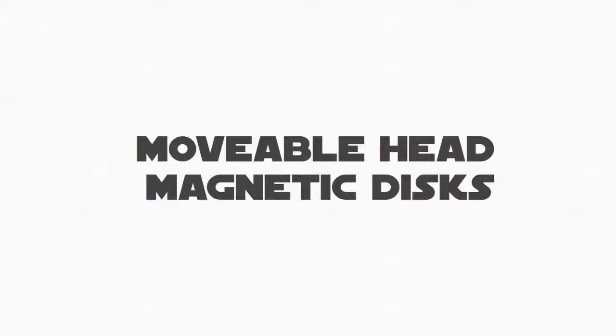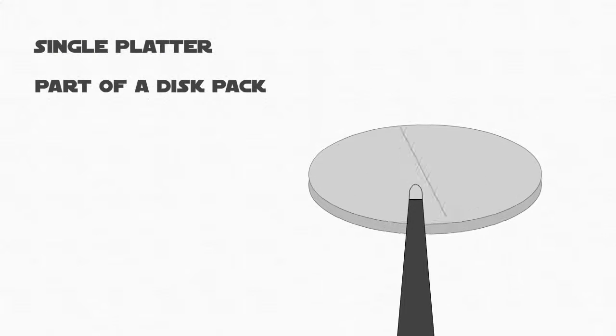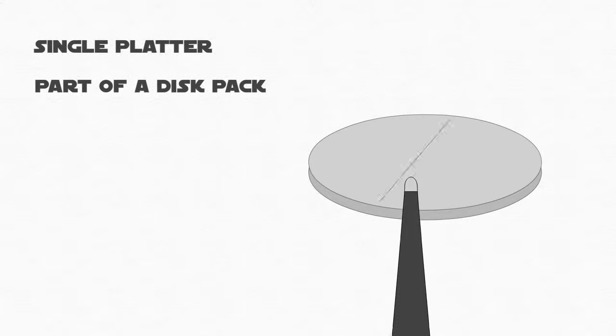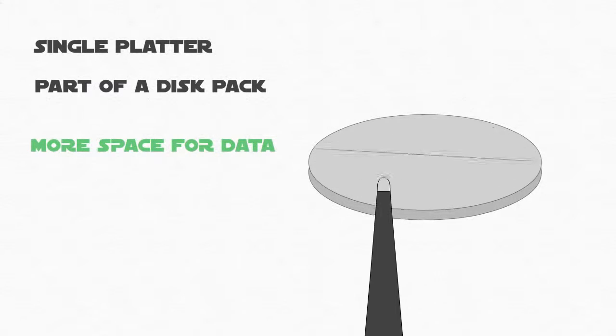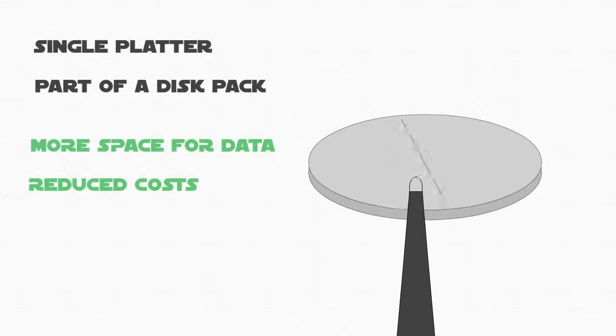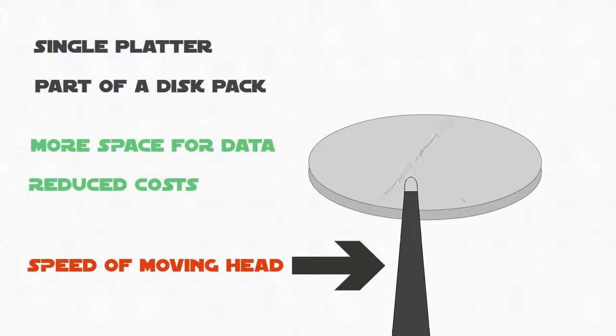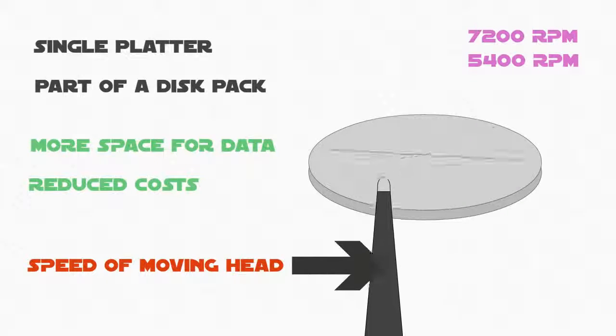Movable head magnetic disks, such as a hard disk, have one read-write head that floats over each surface of each disk. They can be single platter or part of a disk pack, and because the head and arm can move, tracks can be smaller, resulting in more space to store data. It is common to be using a hard disk, as they have reduced in price, but they are constrained to the speed of the moving head. 7200 or 5400 RPM are the common speeds.